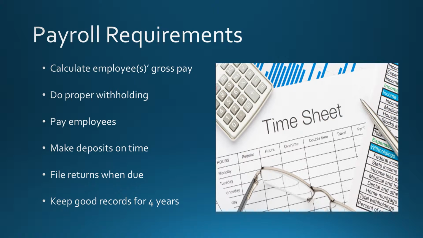Employers must calculate each employee's gross pay per pay period, calculate and deduct the appropriate amount of withholding, pay the employees their net pay, make tax deposits on time to the appropriate taxing authorities, and file employment tax returns when due. They also need to keep good employment tax records for at least 4 years after the close of the tax year.